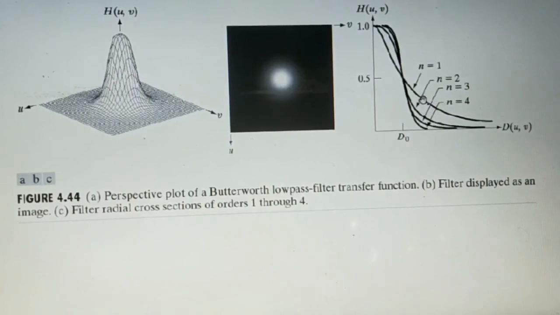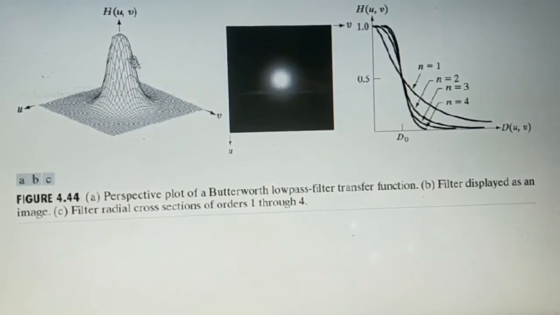So as we have been saying, the three plots, the perspective plot, the image plot and the radial cross-sectional plot of the frequency response capital H of u,v, are equivalent. You can get the perspective plot from the radial cross-sectional plot if you rotate the radial cross-sectional plot in 3D, clockwise or anti-clockwise, about 360 degrees. For any value of n, if you rotate this radial cross-sectional plot by 360 degrees, you will get this perspective plot.